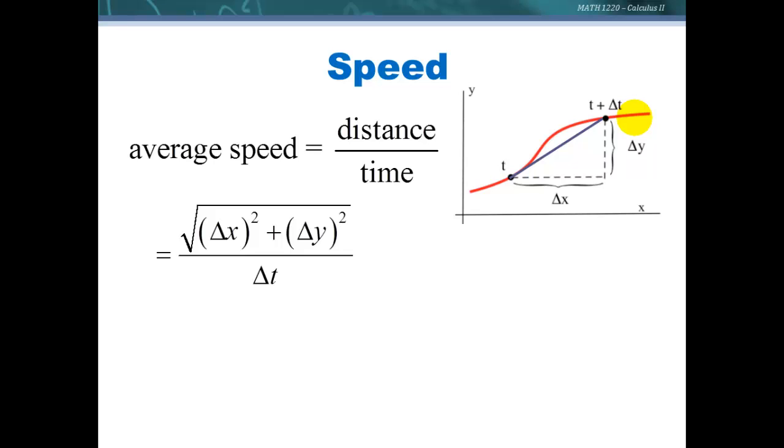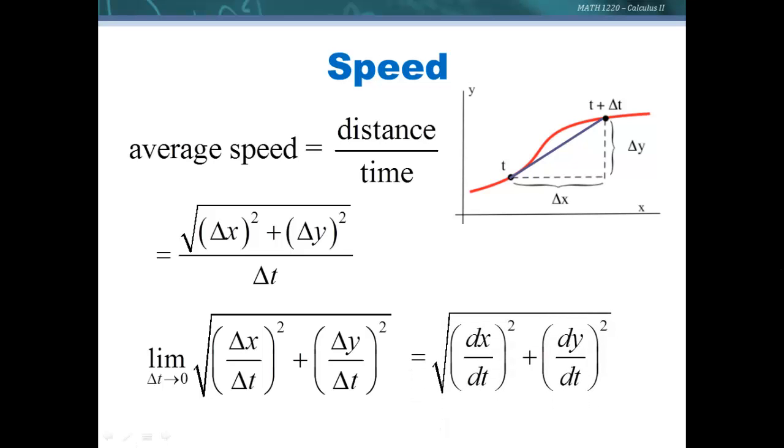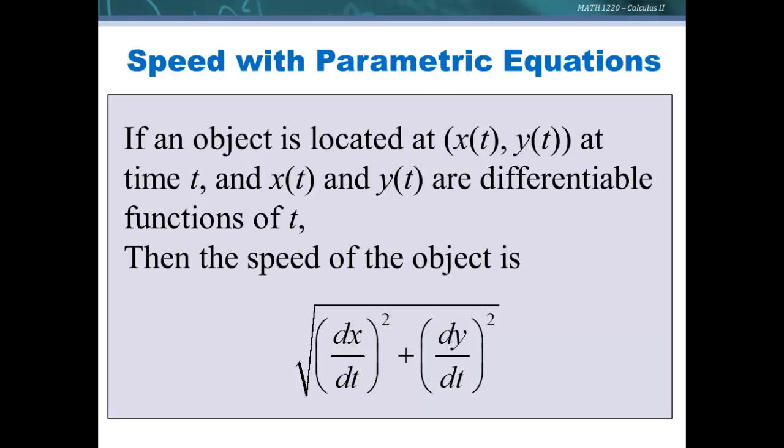Now if we were interested in the instantaneous speed at a time, we could take the limit as delta t approaches 0 to find that speed at time t, and this is nothing more than the definition of our derivative, so that would equal the square root of (dx/dt) squared plus (dy/dt) squared. So if x of t and y of t are differentiable functions of t, then the speed of the object is given by this expression.